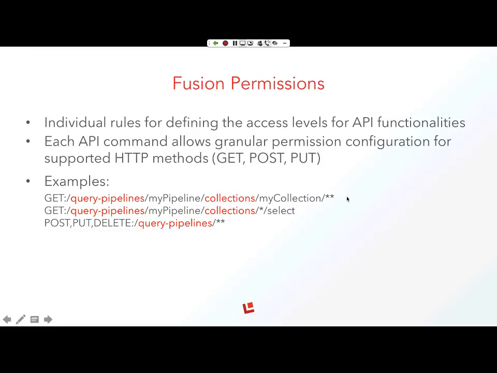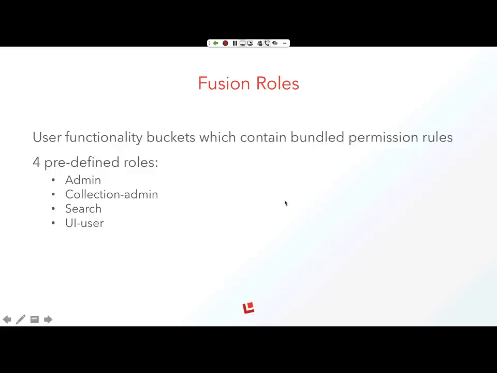In the second example, we give specific permissions to query pipelines called My Pipeline, and we allow it to be called using any collection but only specifying the select request handler. Fusion roles are considered buckets of API and UI permissions. There are four predefined roles, which are the admin, collection admin, search, and UI users.